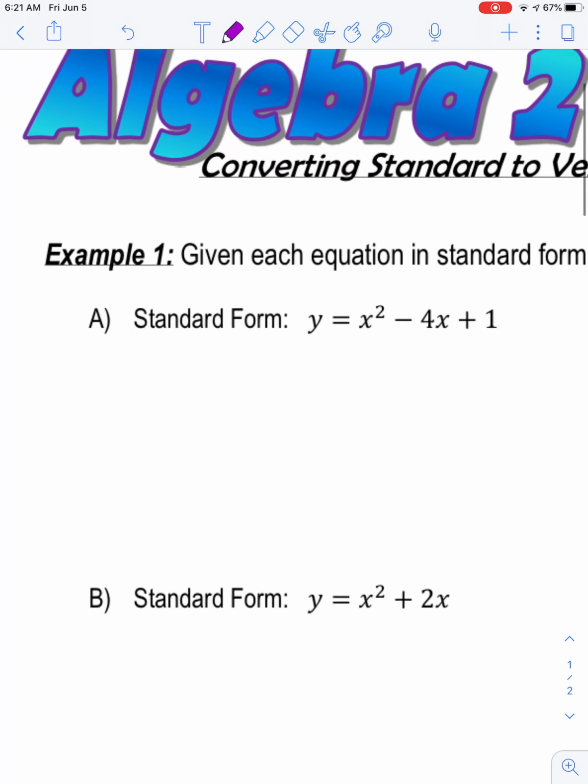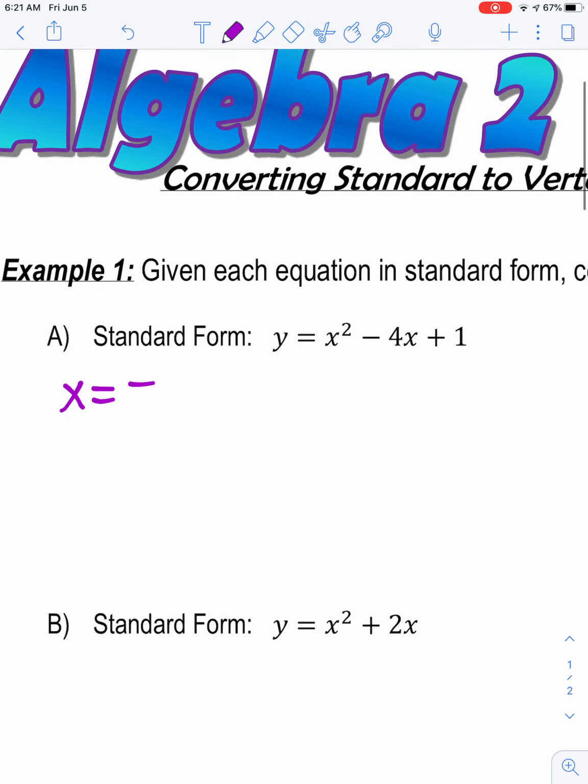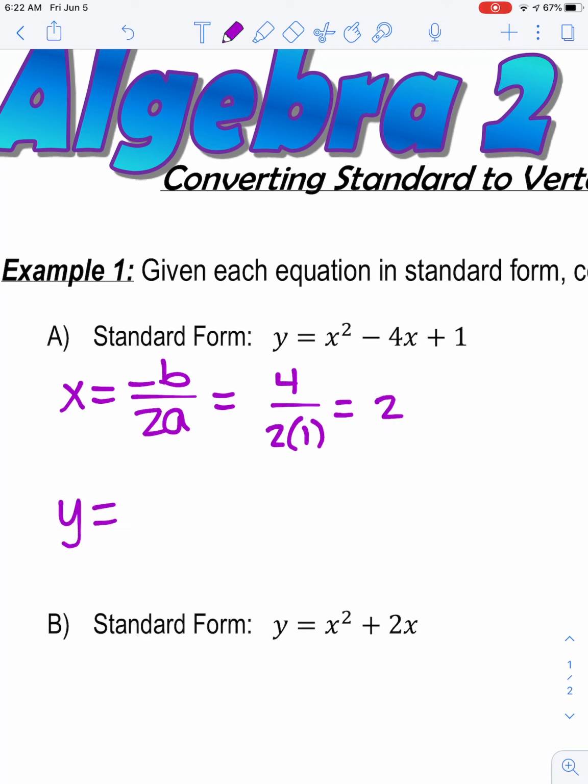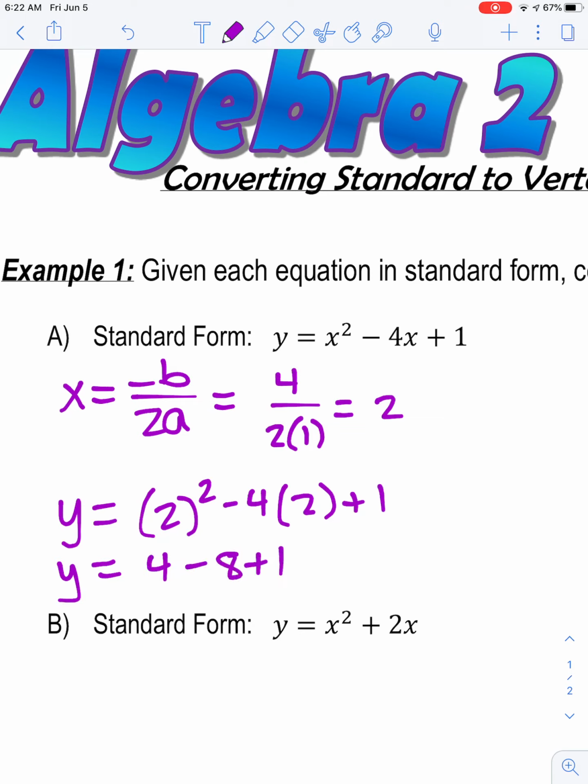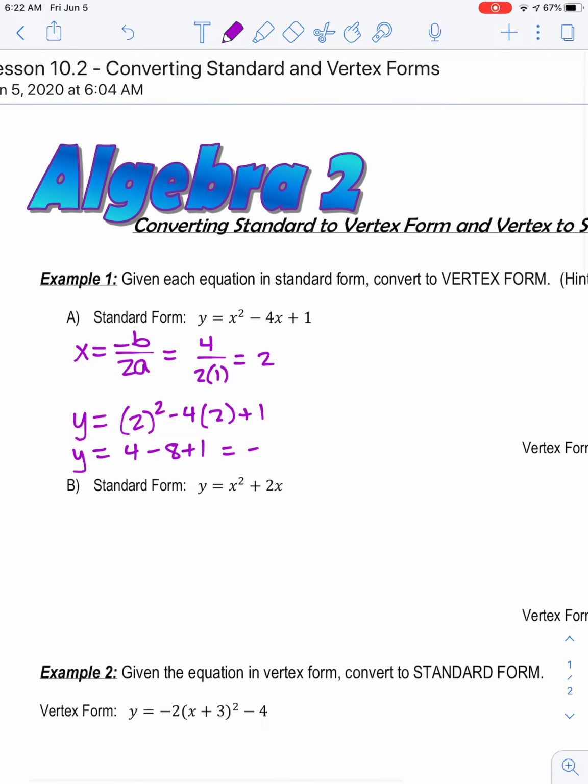So first, find the vertex. To find the vertex in standard form, we have x equals the opposite of b over 2 times a. So in this case, the opposite of b, which is -4, is +4, and a is 1. 4 divided by 2 is 2. If I plug a 2 in for x, I have 2 squared minus 4 times 2 plus 1. So we need to simplify for y. 2 squared is 4, minus 8 plus 1. That's -4 plus 1, which is -3. So we have found the vertex, (2, -3).